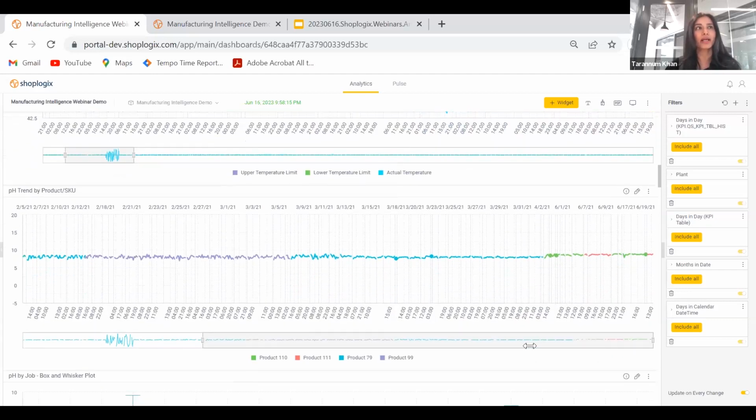Here's another example of pH. The colors that you see on this trend graph are indicative of the product that's running. So if I hover on the legend here, this is product 111. So you can see when it ran and what the pH trend was. And then when product 110 runs, you can see not a lot of volume on this product, but when it runs, that's the pH trend. And then 79 and 99 seem to be the majority of the volume of the production. And these do tend to run pretty much with not a lot of variation, which is what you want to see.